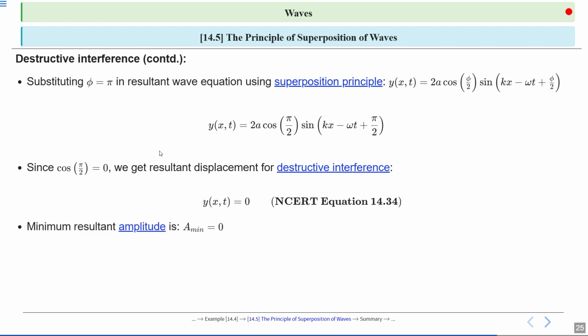Minimum resultant amplitude is A minimum equal to 0. Amplitude is the maximum displacement from the mean position. So if the wave is always at 0, the amplitude must be 0 as well.